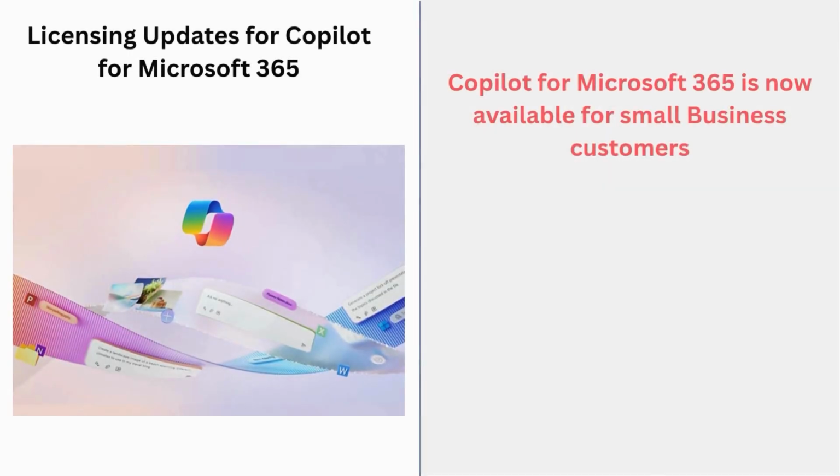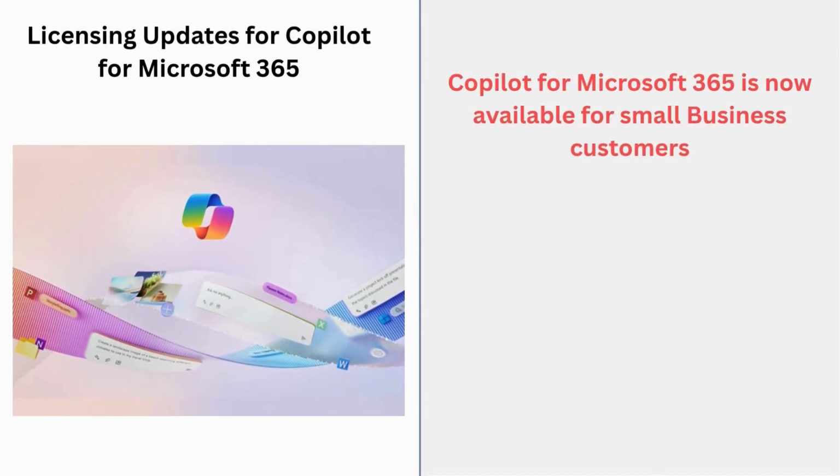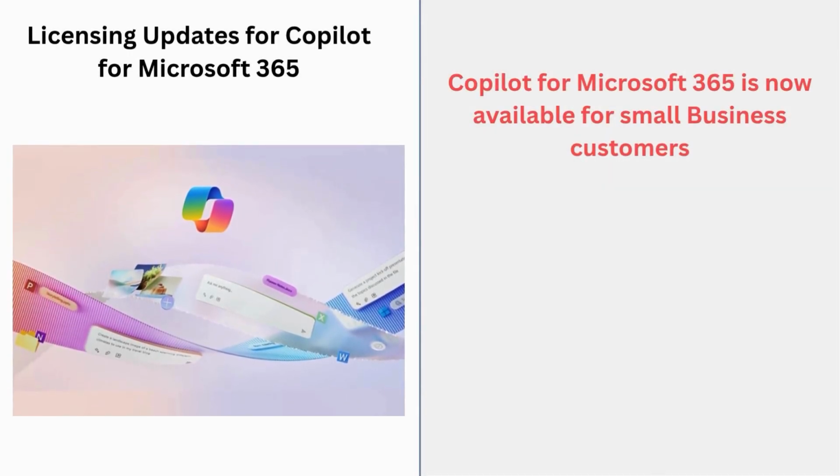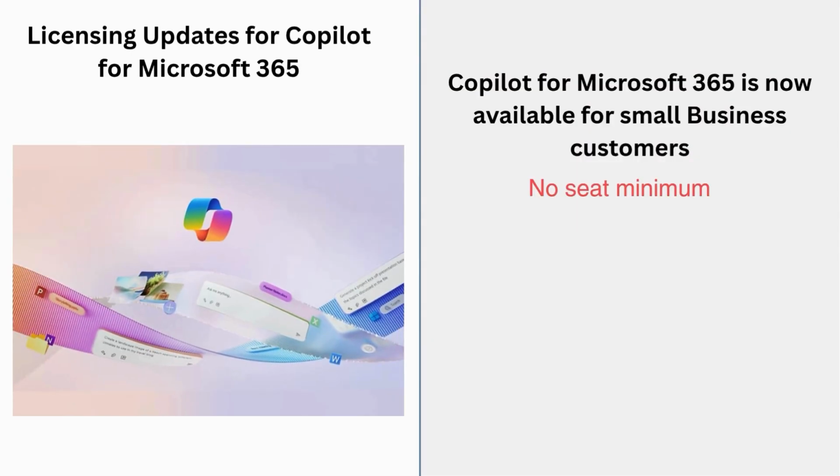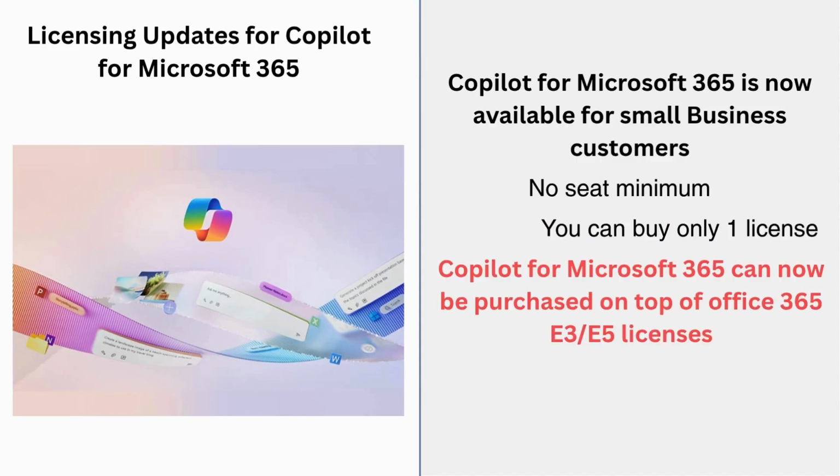Licensing updates for Copilot for Microsoft 365. Available for small businesses: you no longer need a minimum number of licenses. You can now buy just one if you want. Works with Office 365 E3 and E5: you don't need a Microsoft 365 license anymore. Copilot can now be added to Office 365 E3 or E5 plans too.